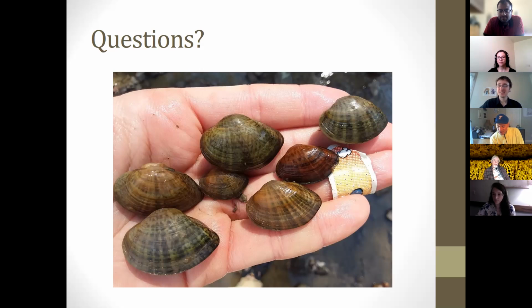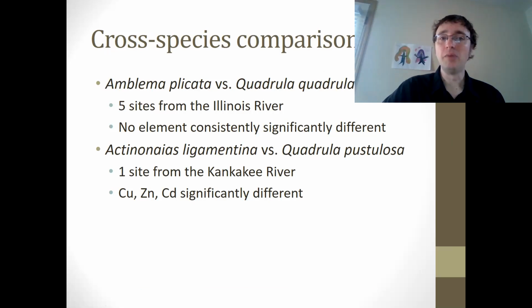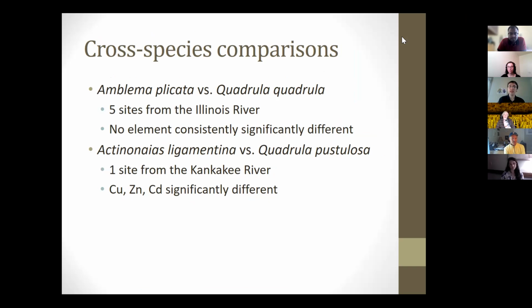So I have a few different thoughts going through my mind, but the first thing is, did you find much difference between species that is significant, or were they all kind of plotting overlapping? That's a great question. That's my very next slide. It's just one that I left out. So along the Illinois River, for that first part of the study, we only looked at 2 species. That's the three ridge and the maple leaf. And we found no significant elemental differences between those 2 species.